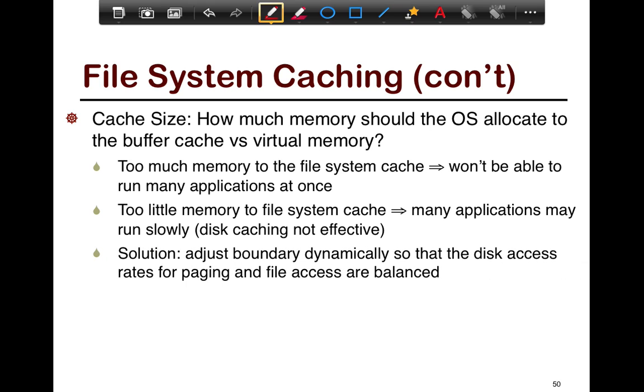Another question is how much memory the OS should allocate to the buffer cache versus virtual memory. Remember that the buffer cache and virtual memory are both resident in DRAM, which is a finite resource. If you have too much memory for the buffer cache, then you can't run many applications at once, because applications need virtual memory. And if you have too little memory for the buffer cache, then many applications may run slowly, and disk caching is not effective. An important optimization is how to adjust the boundaries dynamically.